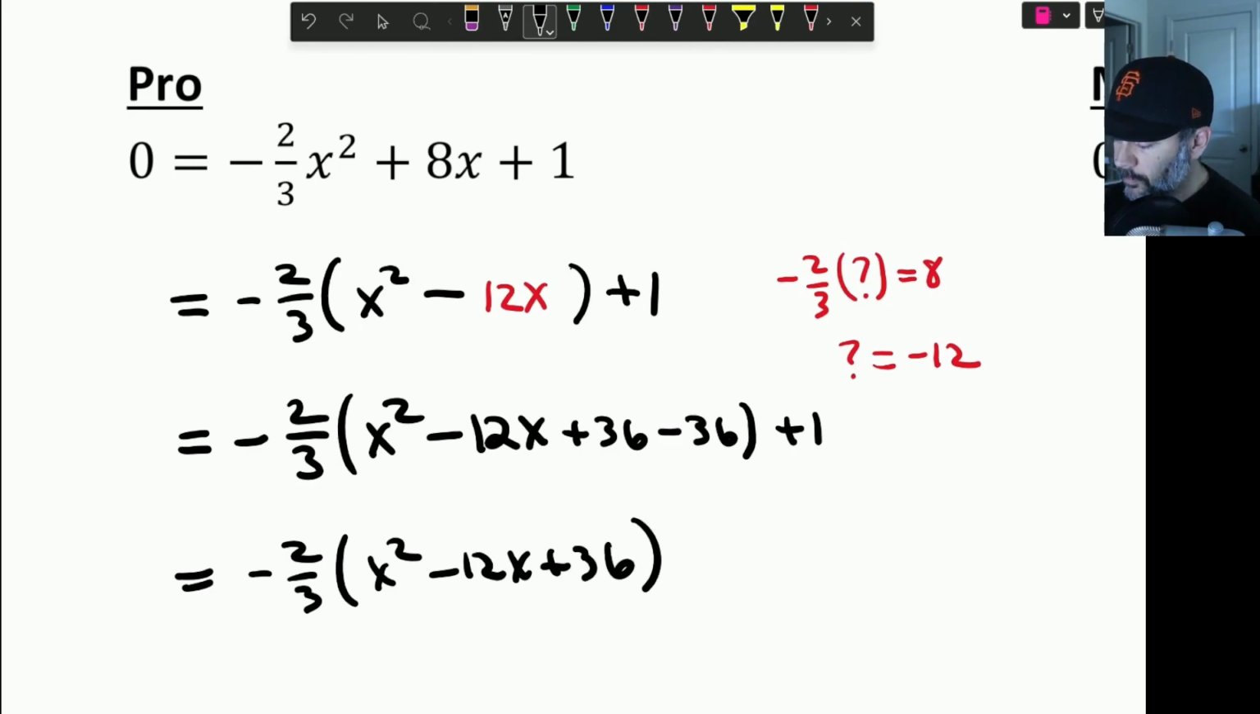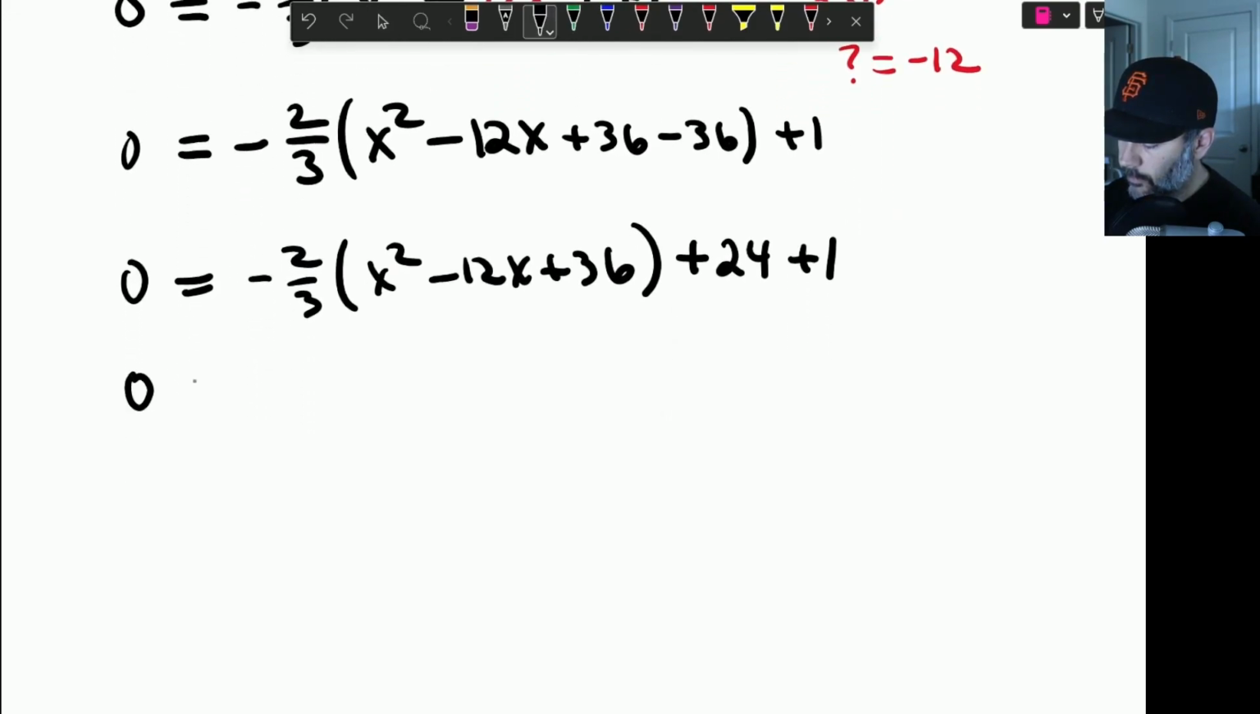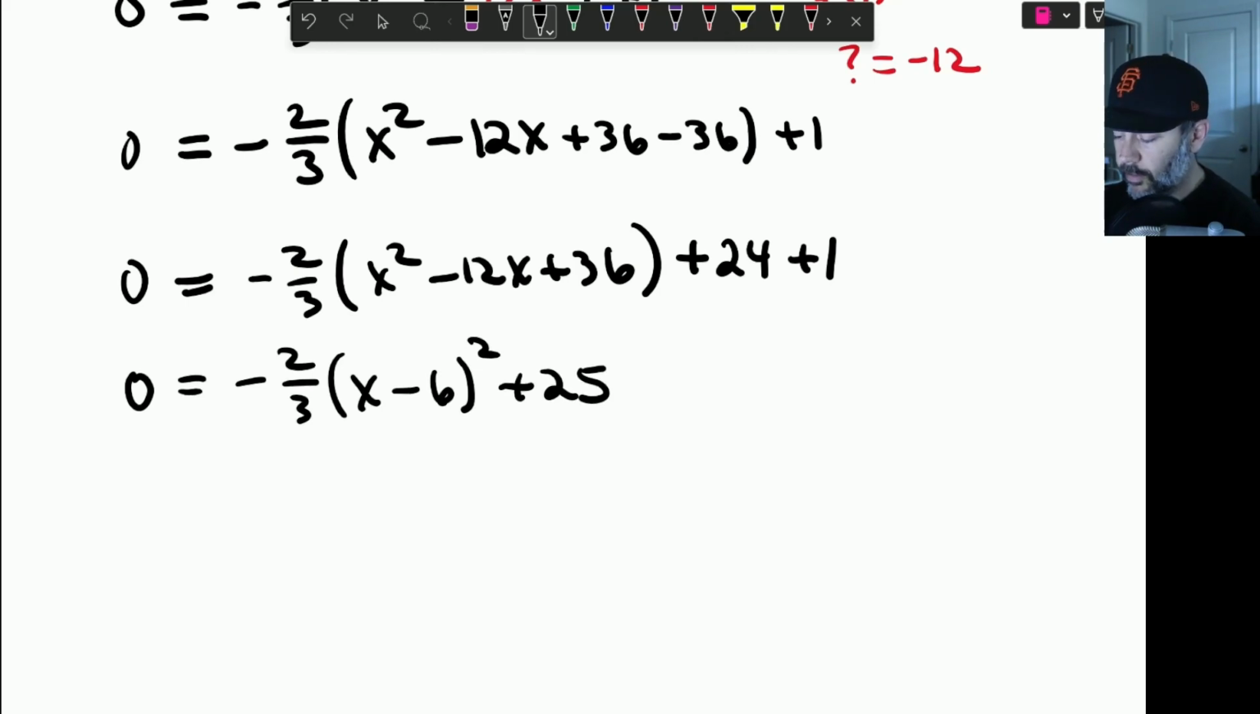But on the outside, I'm going to multiply 2/3 times 36. Well, 36 divided by 3 is 12. 12 times 2 is 24. Negative times a negative is a positive. So this would be positive 24. 2/3 of 36. Positive. Okay, so I got this. By the way, I forgot to write 0 on the left-hand side. And so I have 0 equals negative 2/3 x minus 6 squared plus 25. And now I just subtract the 25.